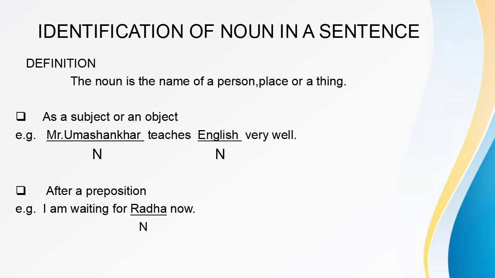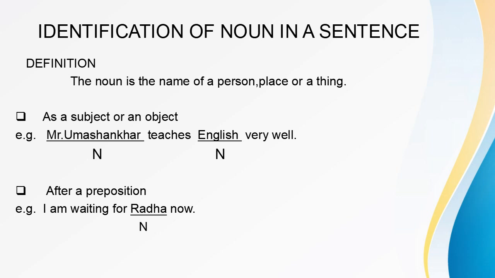For example, I am waiting for Radha now. In this sentence, what is for? The word for is nothing but a preposition. And after the preposition, what is used? Yes, the word Radha is used. So now you can easily guess after the preposition for, the word that is used in a sentence must be a noun. So Radha is a noun.